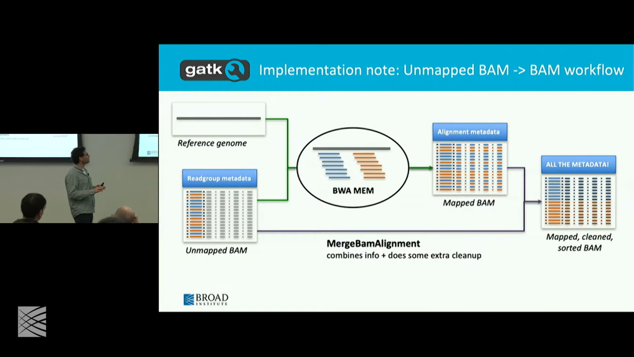We prefer not to modify the command line all the time. So what we do is run BWA mem from a BAM. We get a mapped BAM that does not have any of the read group information. The read group information is stored in this unmapped BAM. Then we run a tool called MergeBamAlignment that takes these two BAM files and effectively takes the alignment information from here and puts it onto the BAM that has all the read group information and all the metadata that we wanted to have. So this is our implementation detail using MergeBamAlignment.